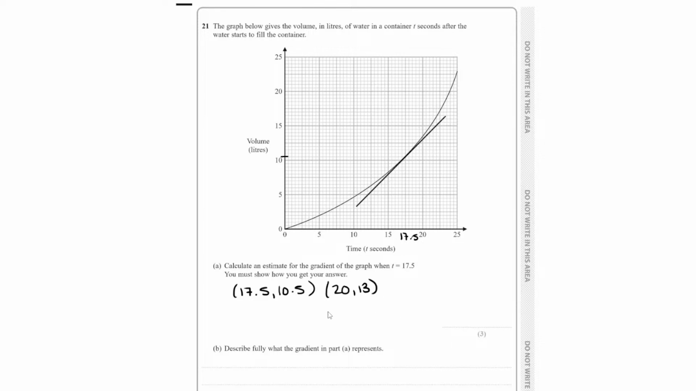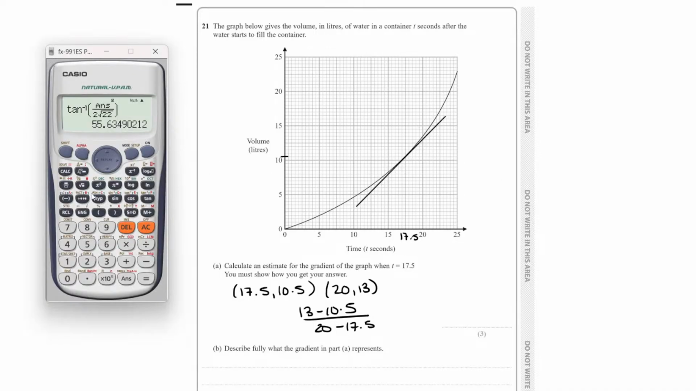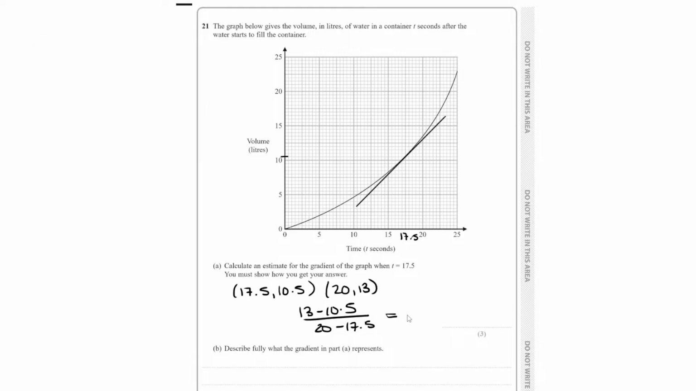And then obviously change in y over change in x. So 13 minus 10.5 over 20 minus 17.5. I'm obviously going to now put that into my calculator, and that gives me 1. Now, as I said, they will give you a range of possible values. So they have said as long as you get something between 0.9 and 1.2, I got 1. It's very likely you'll get a different number than me, and that's fine. But leave the tangent there, don't rub it out. Leave it there.